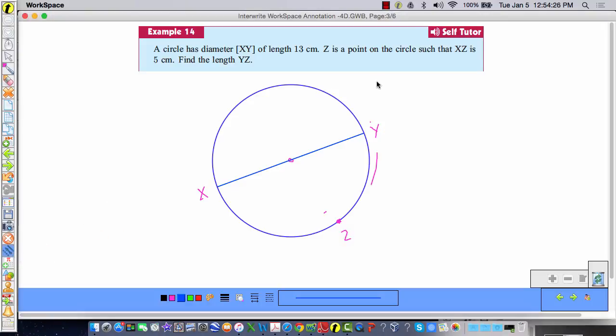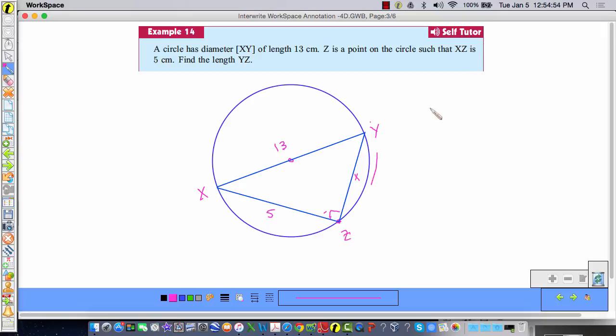So we are told XZ is 5 centimeters, so that's from here to here. And we are asked to find the length of YZ. So let's label everything that we know. We know that the diameter is 13, that XZ is 5, and we are looking for the length YZ, which I'm going to call x. And we also know that we have an angle inscribed in a semicircle, so it must be a right angle.